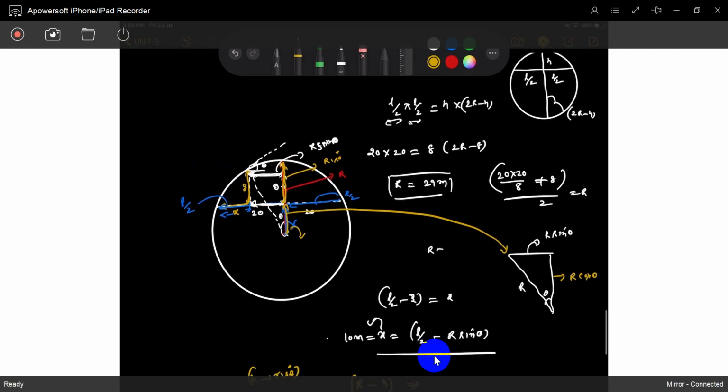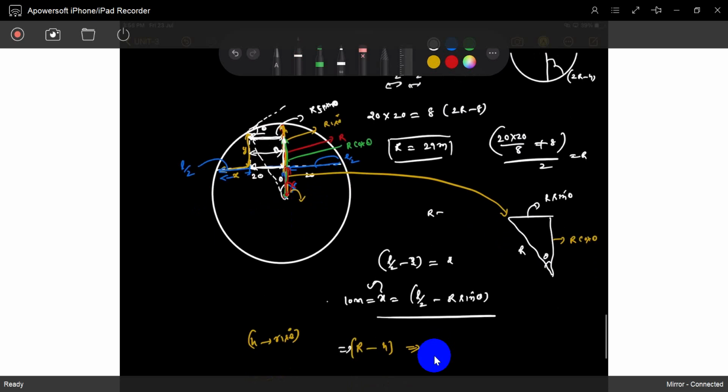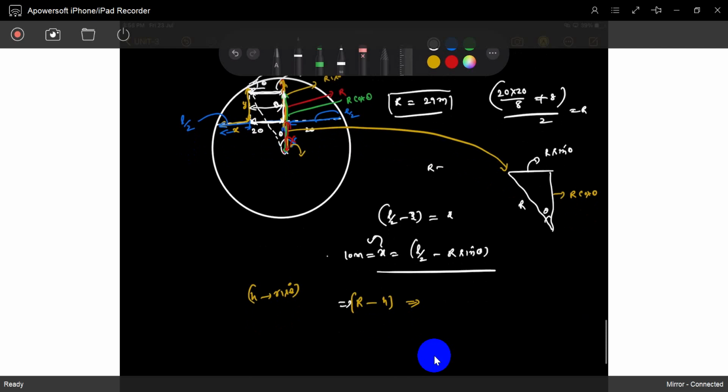Okay, r cos theta. If now you see, this value is r cos theta. In this r cos theta, you delete this value. If you delete this value, you will get exactly what you want, this value, which is equal to y. Delete this value, that value is r minus h. So now you will easily get that y is equal to r cos theta minus (r minus h). That's it.